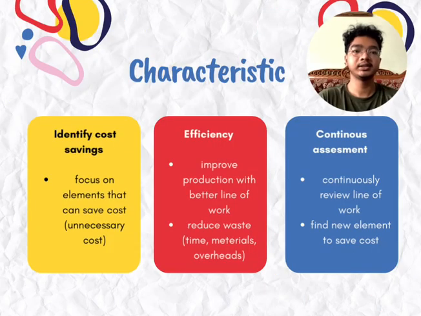For the characteristics of this program, first we have to identify cost savings. We have to focus on the elements that can save costs, especially the unnecessary costs. Next is efficiency. We improve production with a better line of work, reduce wastage such as time, materials, and overheads. And the last one is continuous assessment. We continuously review the line of work to find new elements to save costs.